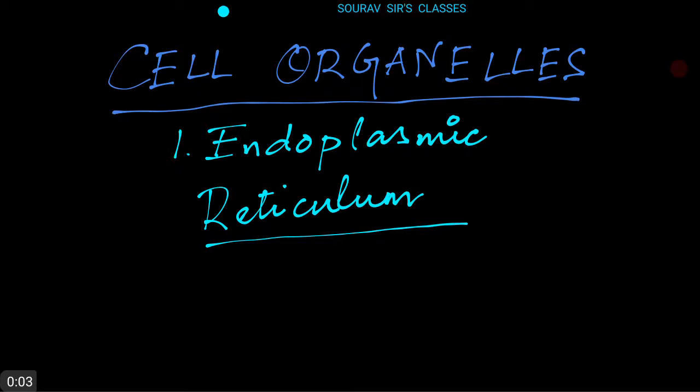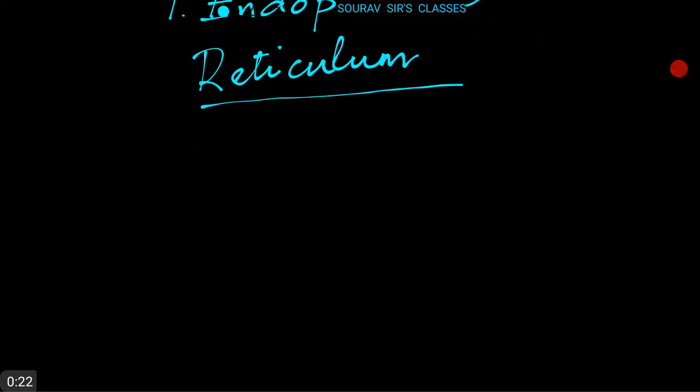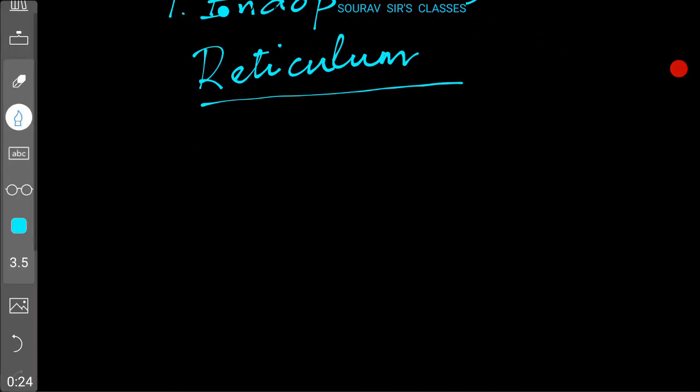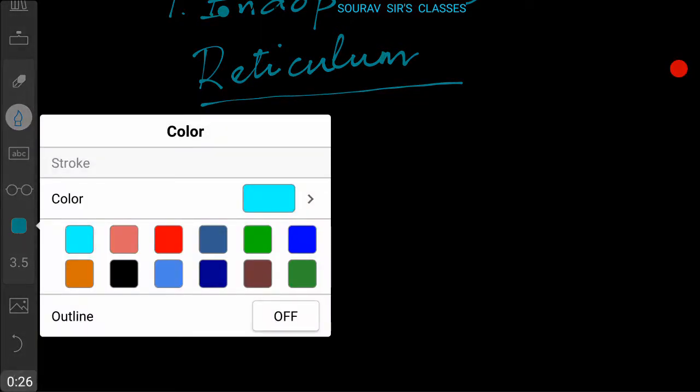Today our topic is cell organelles and I'm going to discuss some important cell organelles in this video. At first I'm going to discuss the endoplasmic reticulum, that is the filamentous structure, and I'm going to discuss this through some points. So now let's get started.